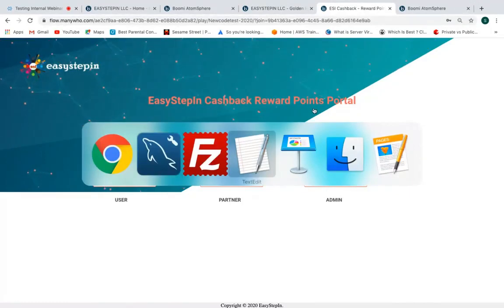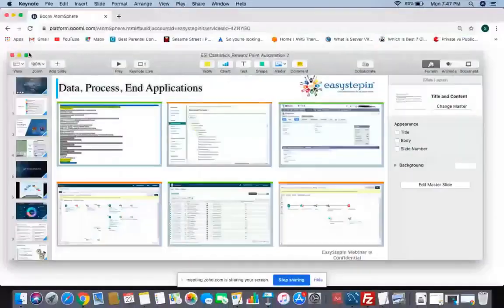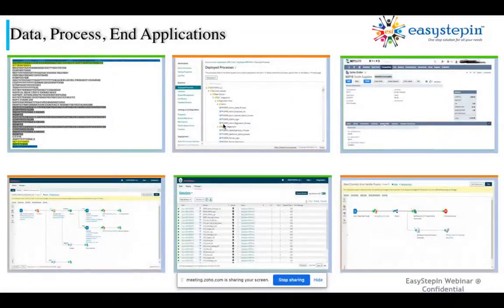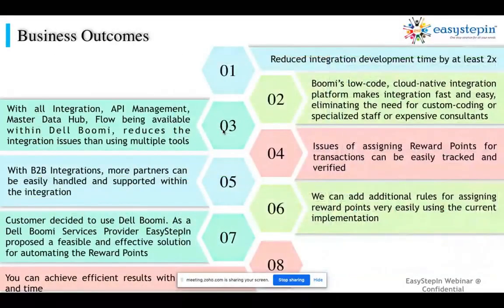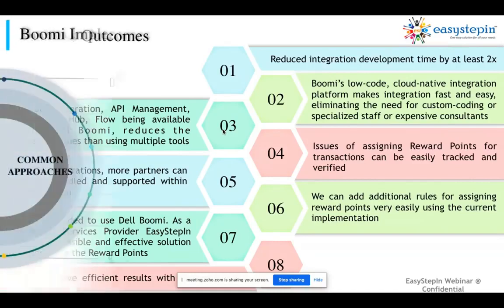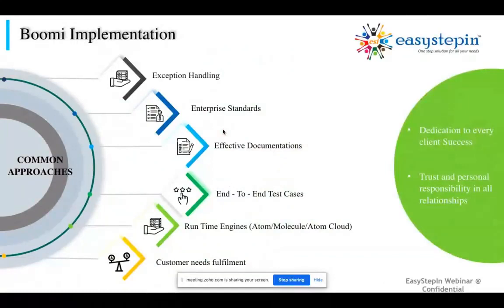So now these are the different data process and applications that we have used, and the business outcomes. The development time is reduced drastically, and we were able to provide a unified solution for the requirement. And in Boomi's implementation, these are the standards that we usually follow: exception handling, enterprise standards, end-to-end test cases. So all these have been.